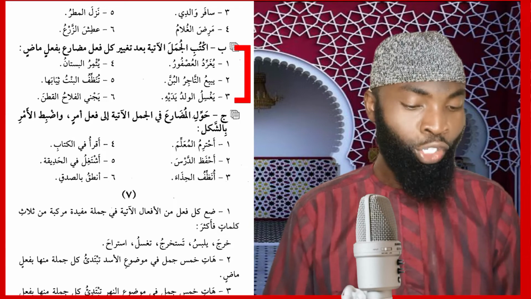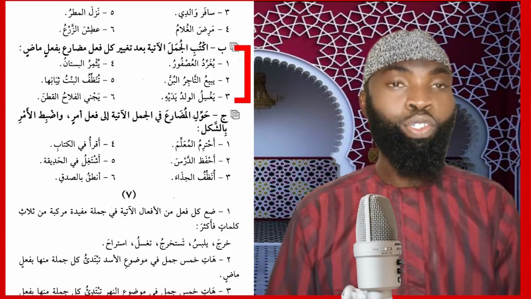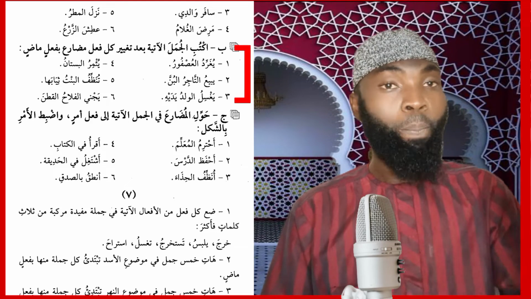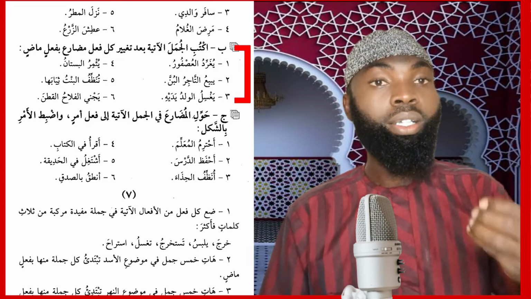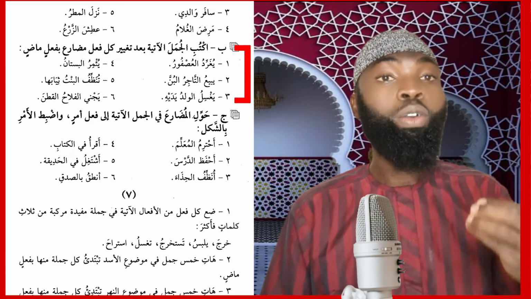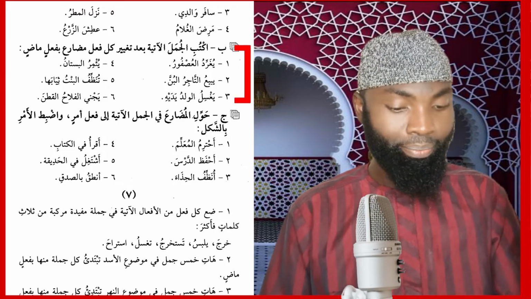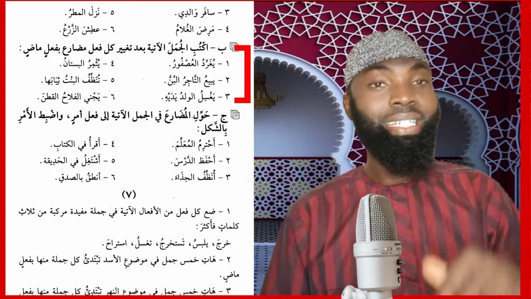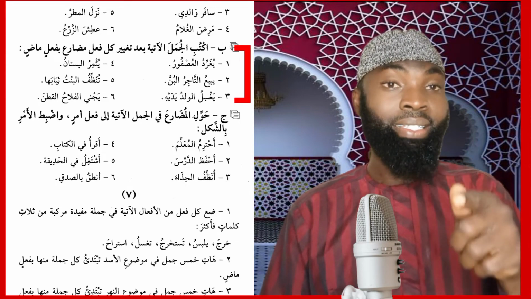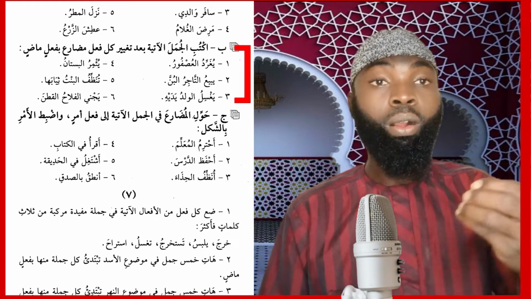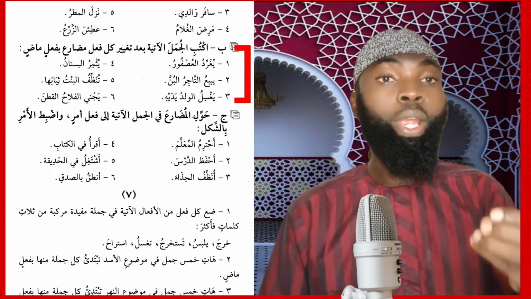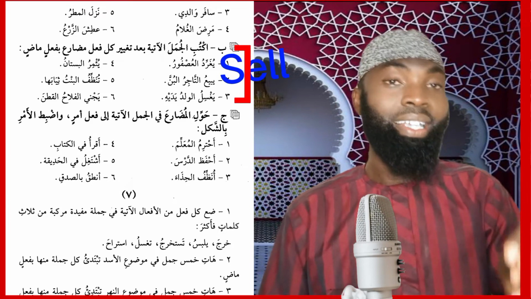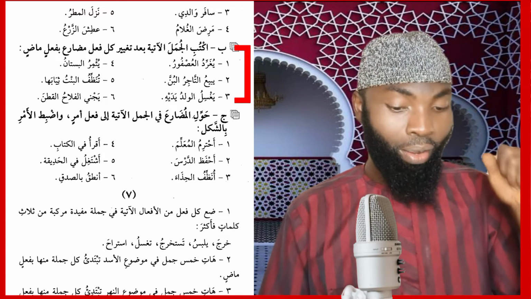Number 1, we have yugarridul usfur. The sparrow, the small bird, is singing. To put it in the past form, we can say garradal usfur. The sparrow sang. Number 2, yabi'u tajiru al-bun. The merchant, the trader, is buying the coffee or the coffee beans. We can say ba'at tajiru al-bun. The trader bought the coffee.